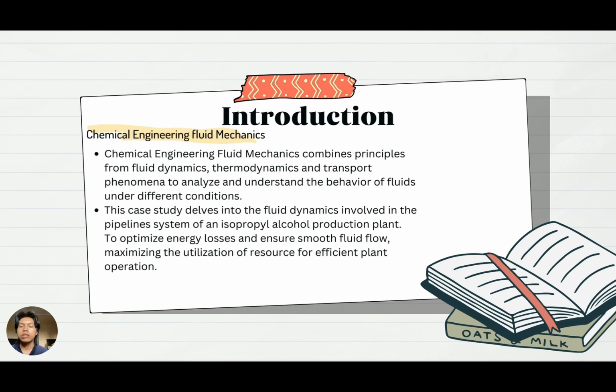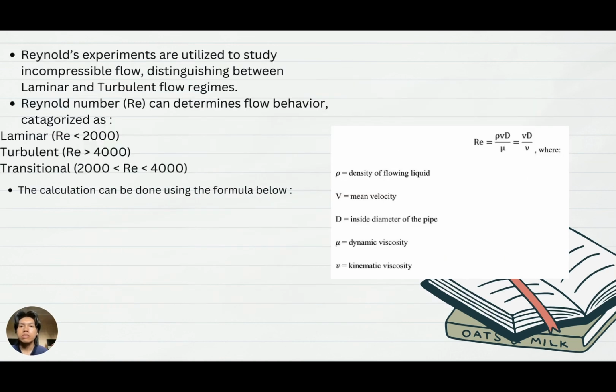Now, we're moving on to the introduction for the fluid mechanics. Chemical engineering fluid mechanics combines principles from fluid dynamics, thermodynamics, and transport phenomena to analyze and understand the behavior of fluid under different conditions. This case study delves into the fluid dynamics involved in the pipeline system of an isopropyl alcohol production plant to optimize energy losses and ensure a smooth fluid flow, maximizing the utilization of resources for efficient plant operation. Reynolds experiments are utilized to study incompressible flow, distinguishing between laminar and turbulent flow regimes.